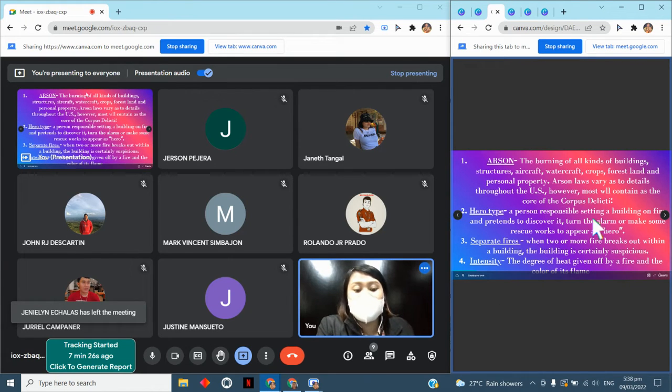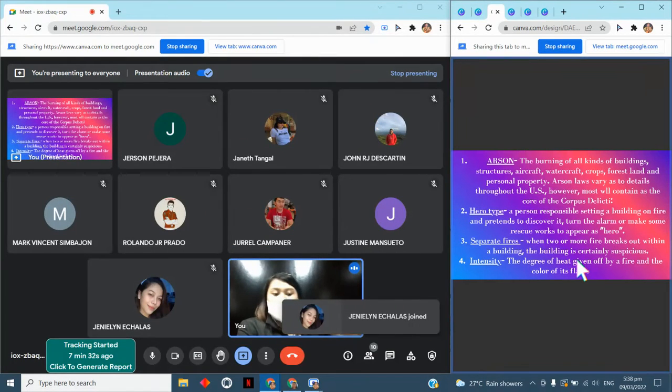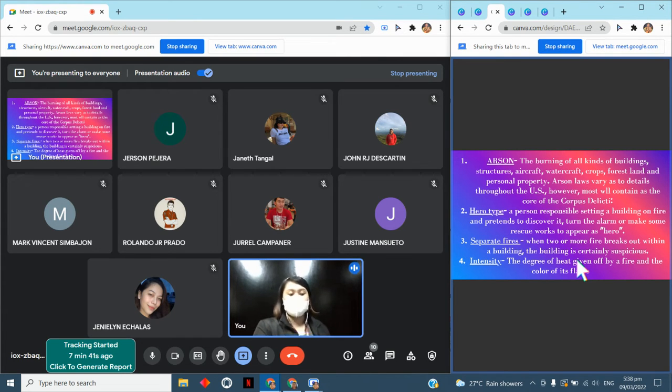These are some of the definitions of terms that we will ponder. Let me read it for everyone. We have arson: the burning of all kinds of buildings, structures, aircraft, watercraft, crops, forest, land, and personal property. Arson laws vary in details throughout the U.S. However, most will contain as the core the corpus delicti, or the body of the crime. Hero type: the person responsible for setting a building on fire, who pretends to have discovered it, and turns out to be the one who turned on the alarm to look like a hero.